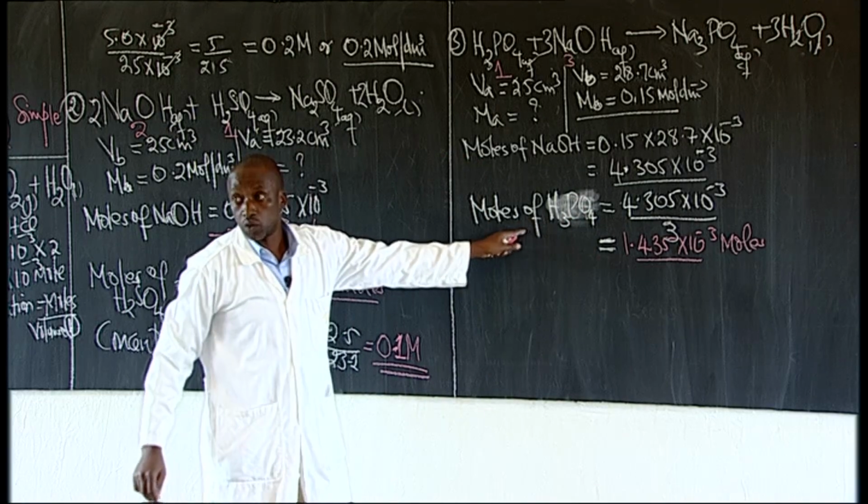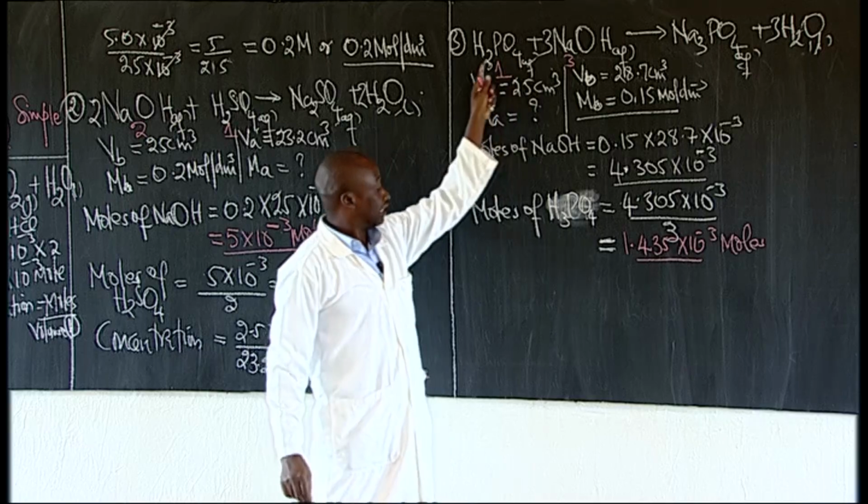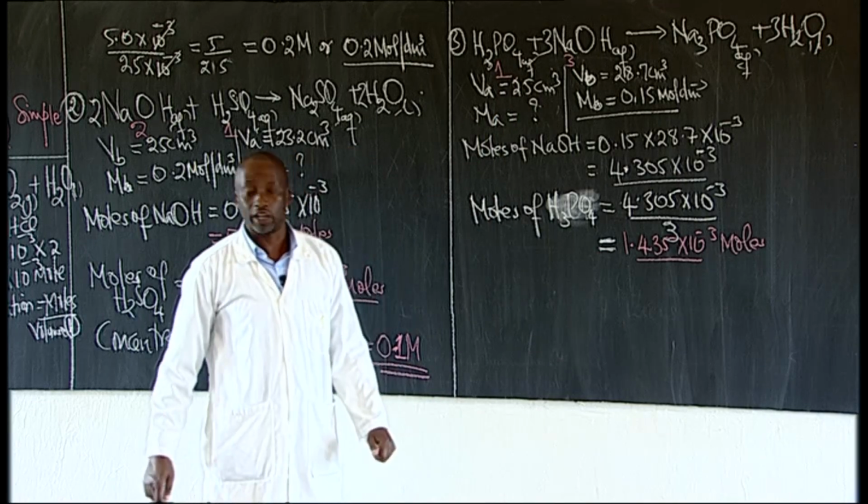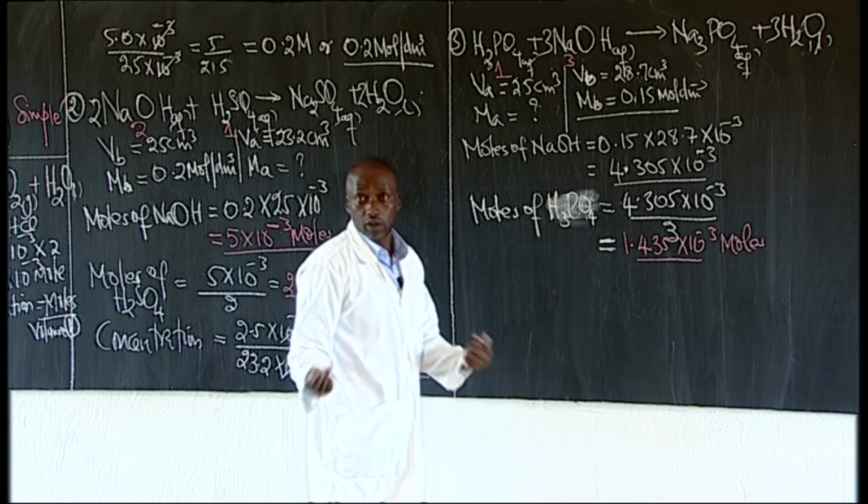Because that is what we are looking for. We are comparing this and this. So this must be phosphoric acid. So these are the moles of phosphoric acid. So now we need the concentration.